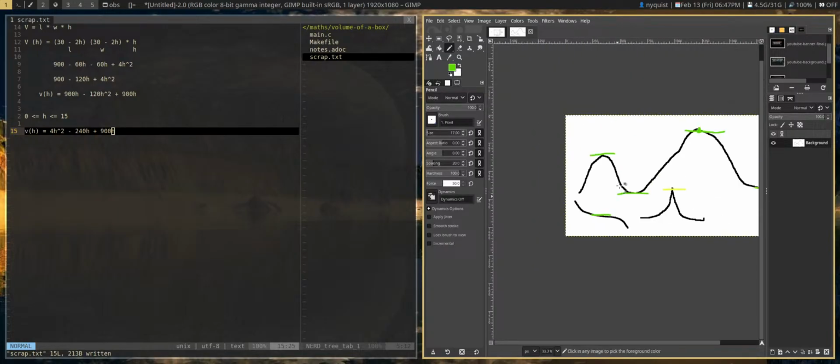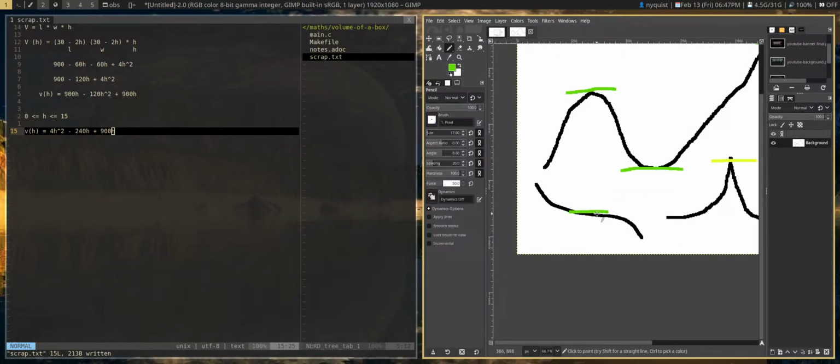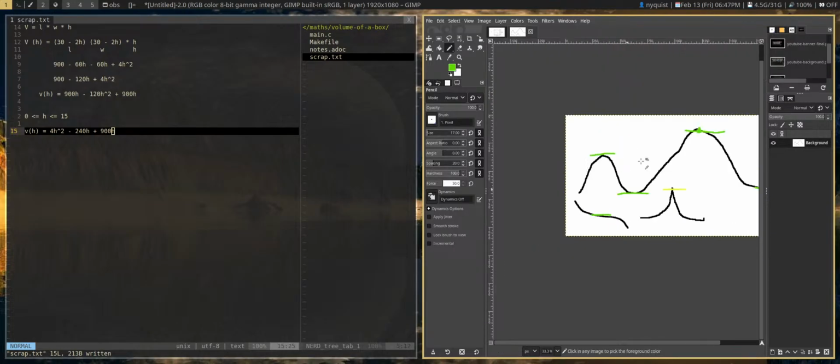But this is a maximum, local maximum right here. This is a local minimum. This is another local maximum. This is still a critical number or a critical point, but it's not a local maximum.